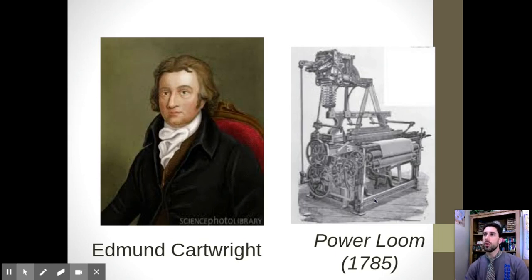The spools, loading them up and fitting them and whatever. But then you just let the machine run its course. So again, a revolutionary thing in that textiles are now being manufactured consistently using water power, in this case, with the power loom.